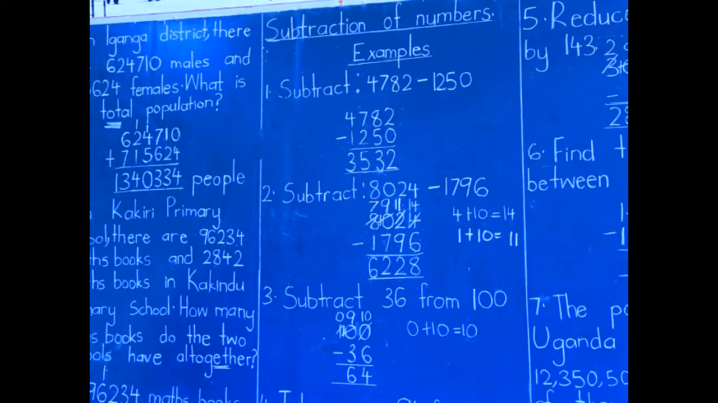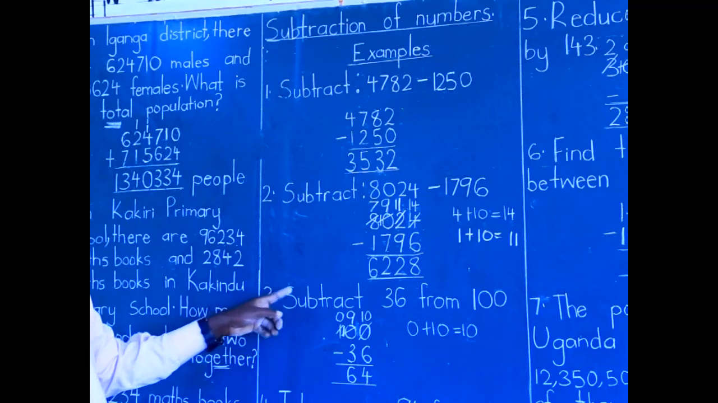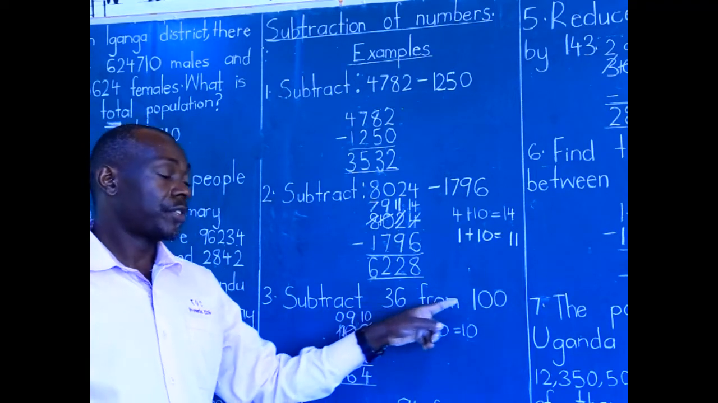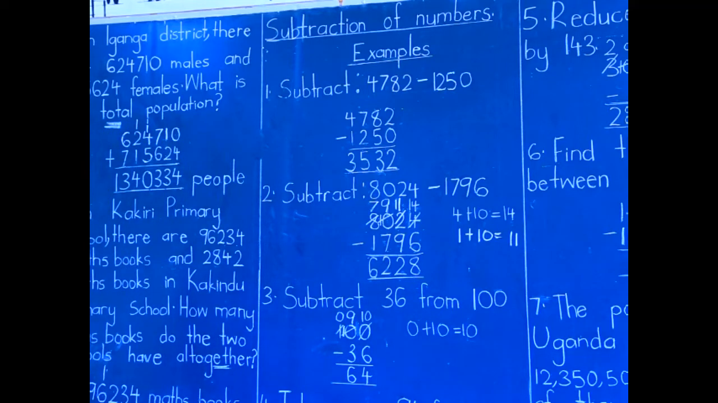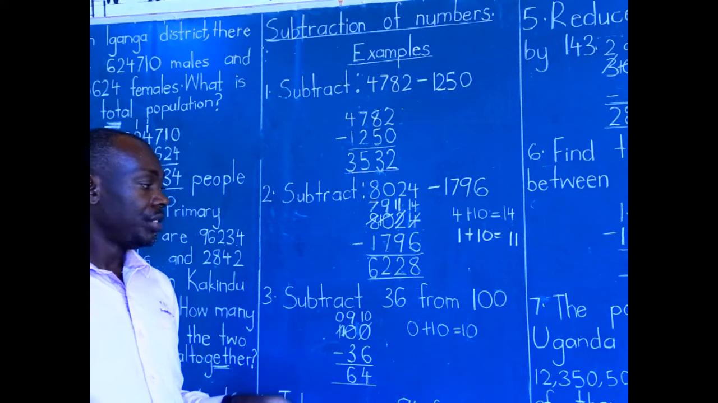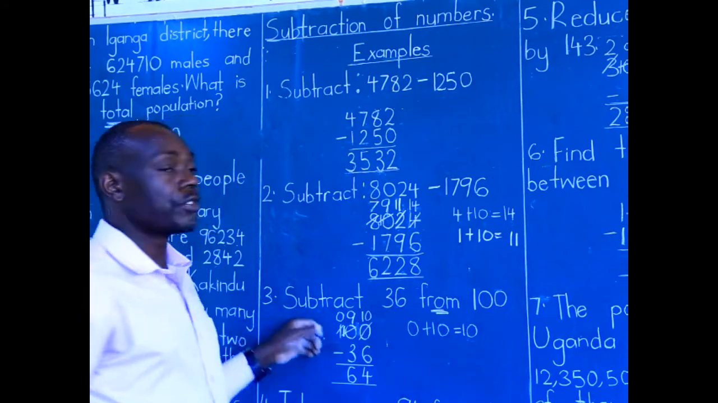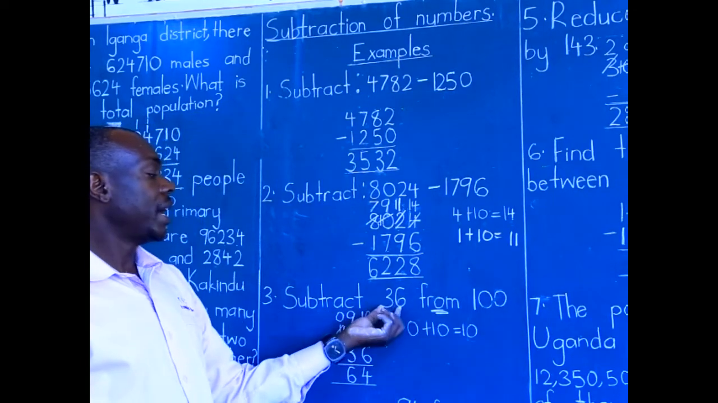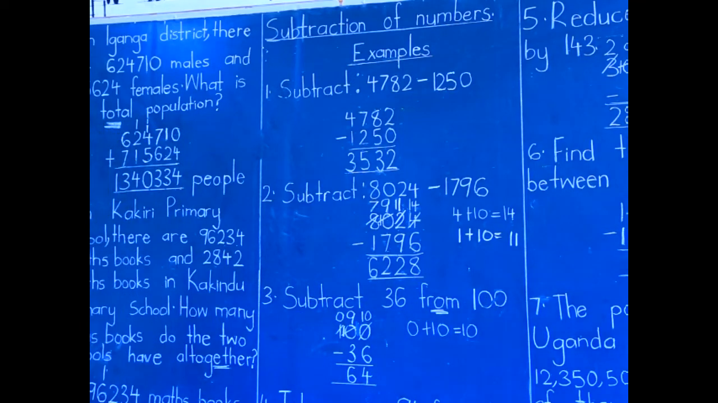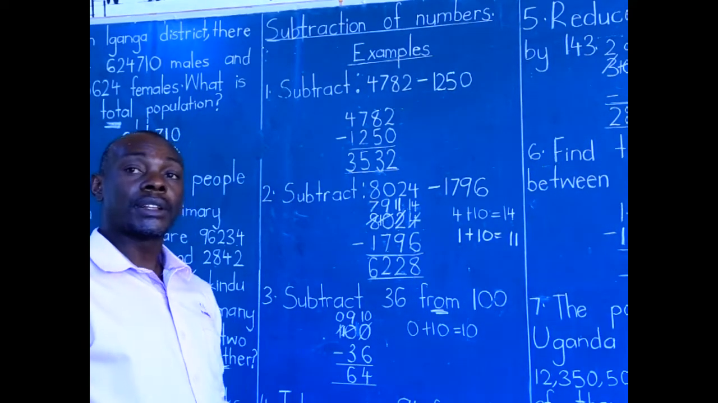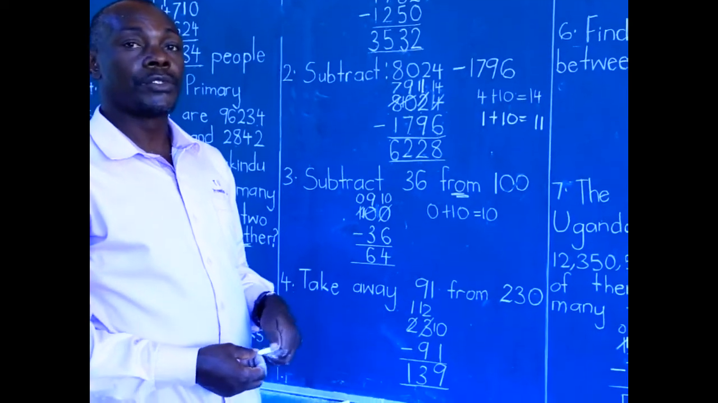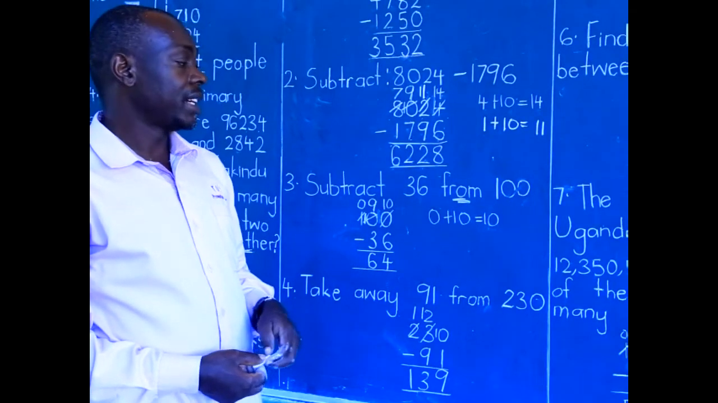Before we look at number 3, example number 3 says subtract 36 from 100. This one needs to be read and understood. You are supposed to subtract 36 from 100, meaning you must care about the word from. Subtract from 100, meaning 100 minus 36.